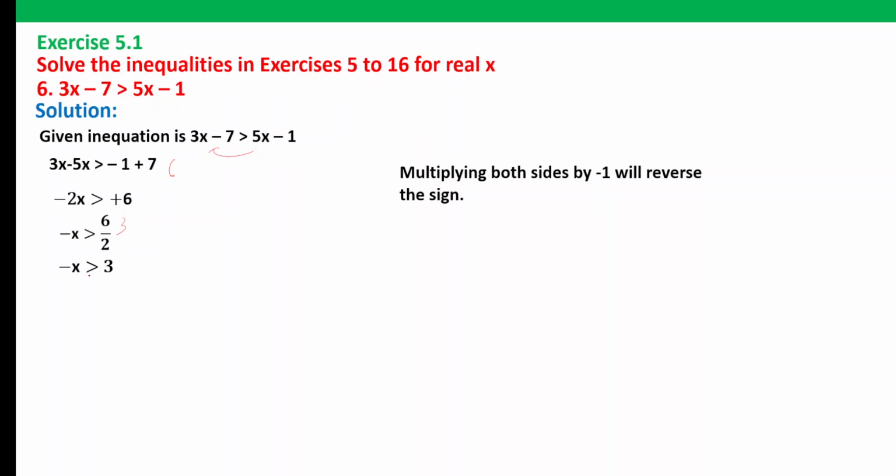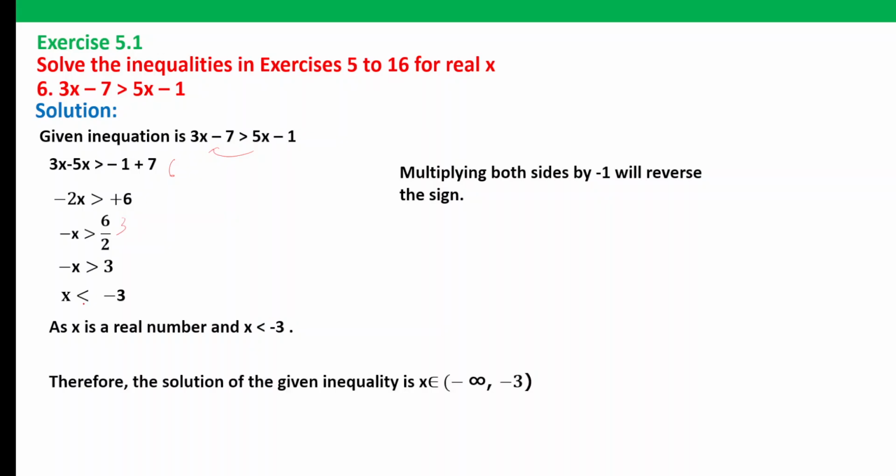Minus x is greater than 3 and x is less than minus 3, because when we are multiplying both sides with the minus, the sign will reverse. So therefore x is less than minus 3. As x is a real number and x is less than minus 3, therefore the solution of the given inequality is x belongs to minus infinity to minus 3.